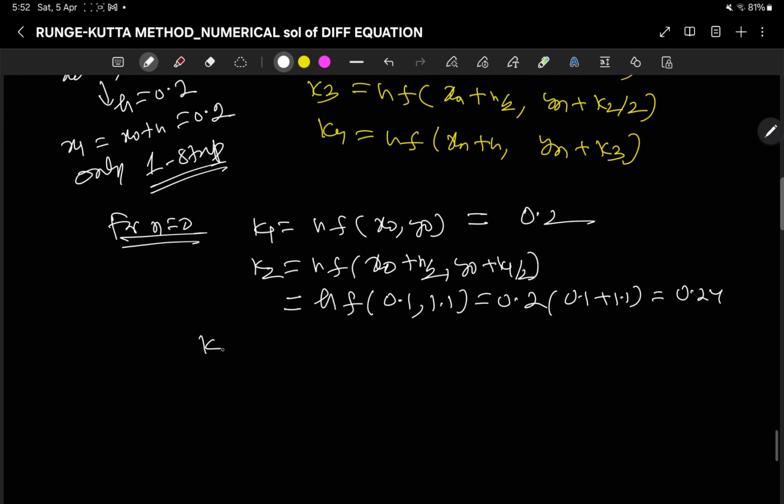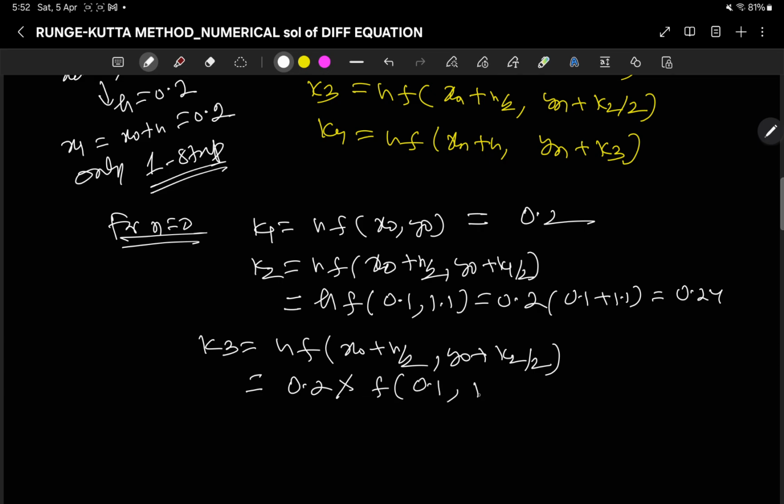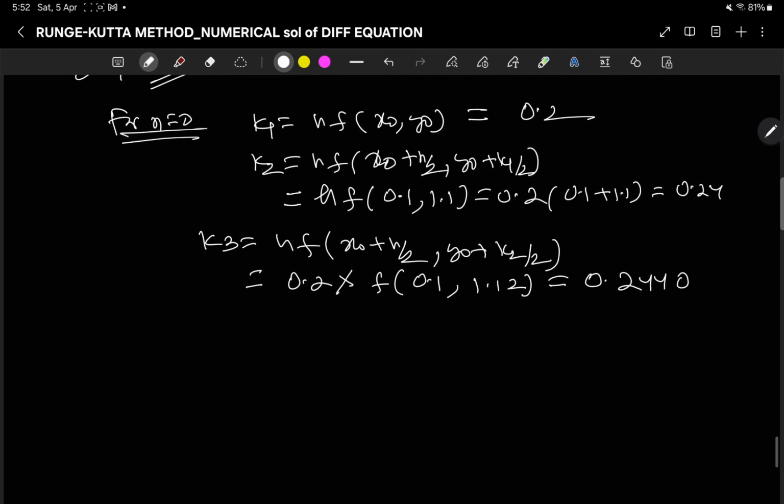Then coming to your k3, hf(x0 plus h by 2, y0 plus k2 by 2). So this is equal to 0.2 into f of (0.1, 1.12). So this is equal to 0.2440. And coming to your k4, it is hf(xn plus h, y0 plus k3).